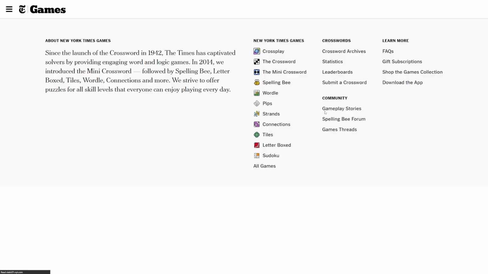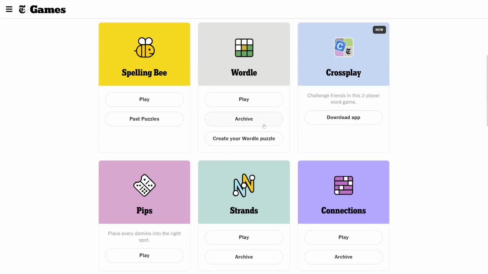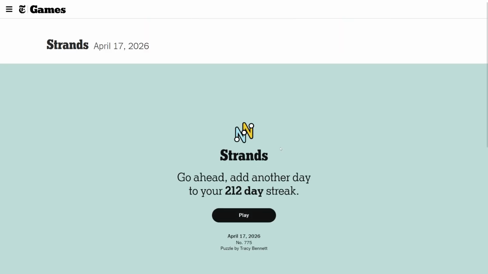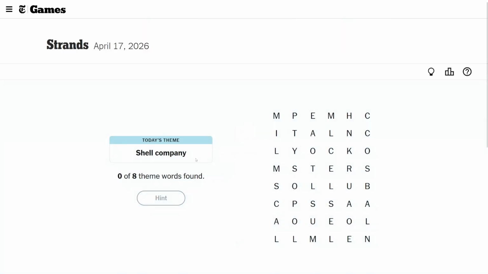All right, that was the Connections. Let's take a look at the Strands. Shell company. Okay. Callus. Not sure that fits. Okay. There's NCH. Oh, yeah. Conch shell. So these are going to be types of shells.